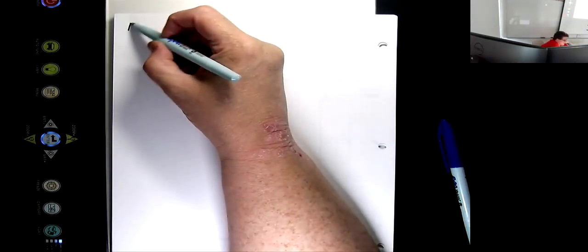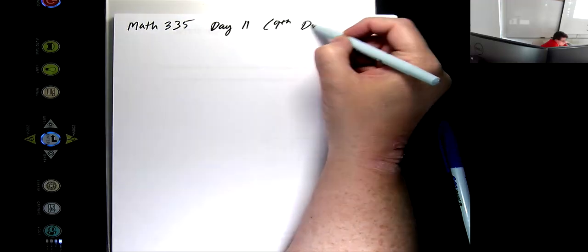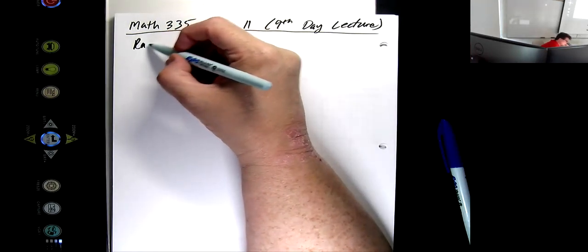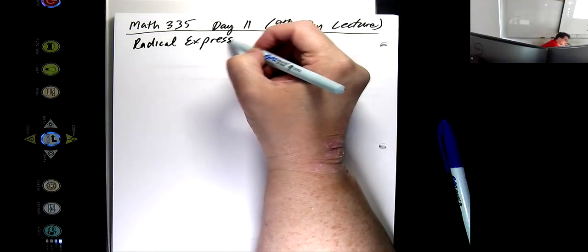All right. So is it Math 335? Day 11. Ninth day of lecture. And we finished working with radical expressions. That's what we did in class last time. Let's work on that.